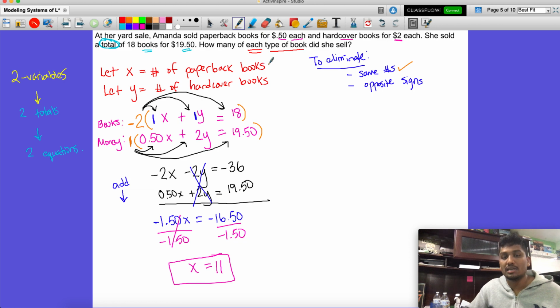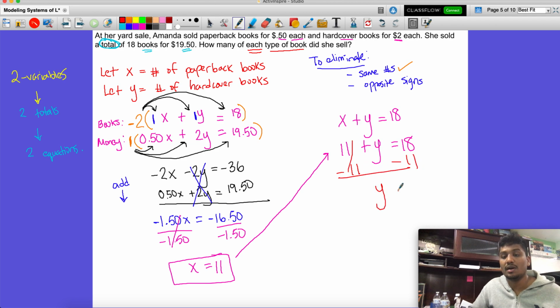Now, we want to know each type of book, so we need to choose an equation here. Always choose the easiest one. Definitely not going to choose this one. We'll choose the first one, x plus y equals 18. And we're going to substitute that x right there with 11. Keep everything else the same because we don't know what y is yet. If we continue to solve for y, we will discover that y is equal to 7. So they sold 11 paperbacks and 7 hardcovers.